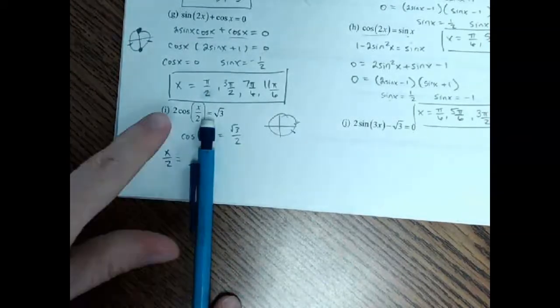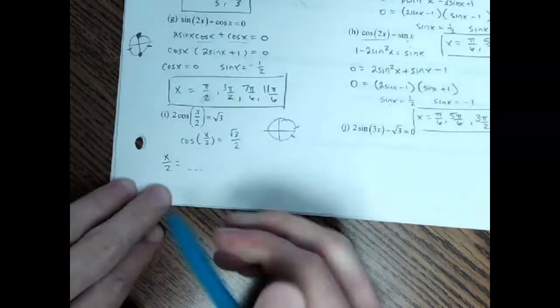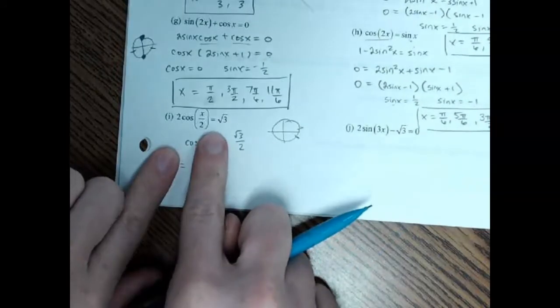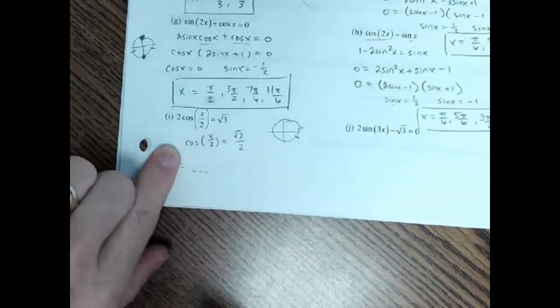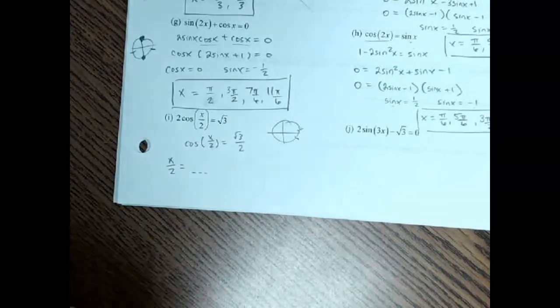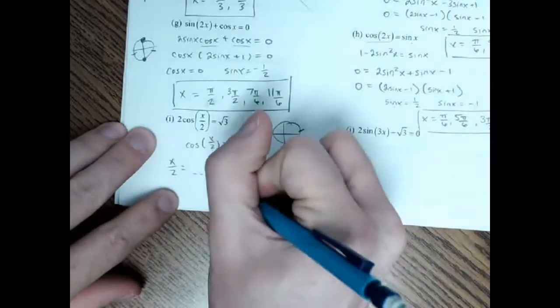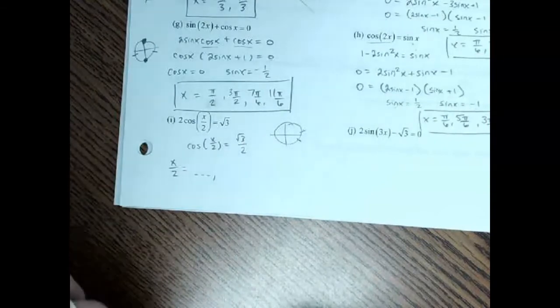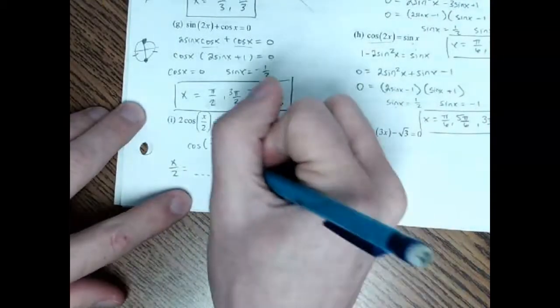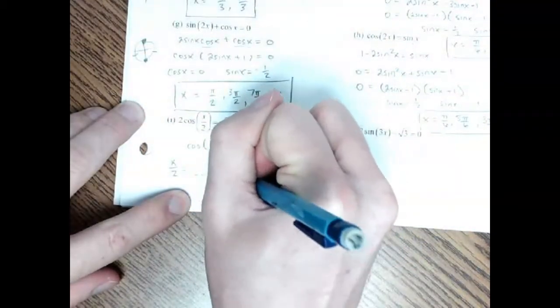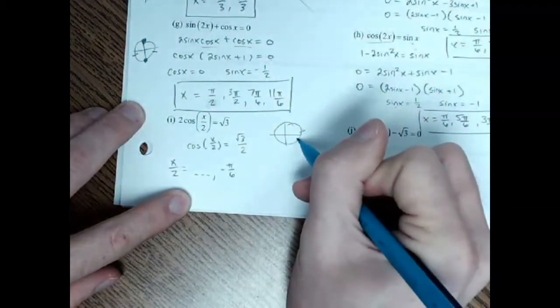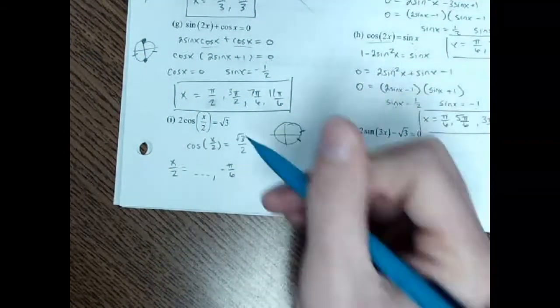So cosine of stuff, just copied what this stuff was. Cosine of stuff is the root of 3 over 2. And then I'm going to go pull some angles. Now let's see. I'm going to use a negative angle just to demonstrate a point, but we'll just see. So negative pi over 6 would work, right? Cosine of negative pi over 6 would land you at that spot, which would give you the right cosine value.